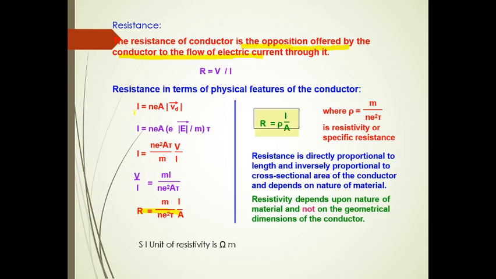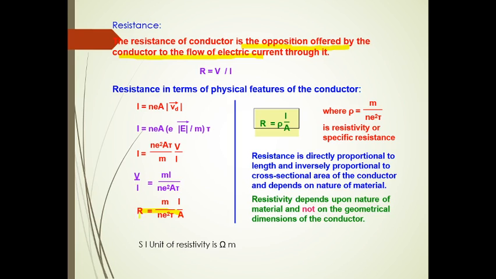The resistance in terms of the physical features of the conductor: I is equal to neA into Vd. Already we derived this relation. Substituting the value of Vd in this relation, I is equal to ne square A tau V divided by mL, since E equals V divided by L. Rearranging the terms, V divided by I equals mL divided by ne square A into tau.